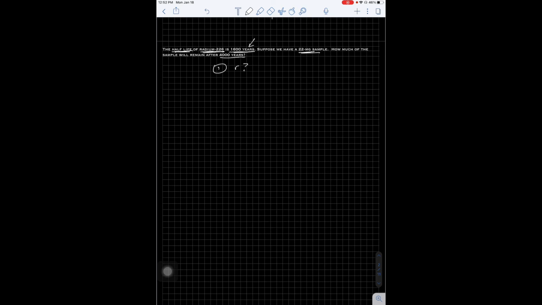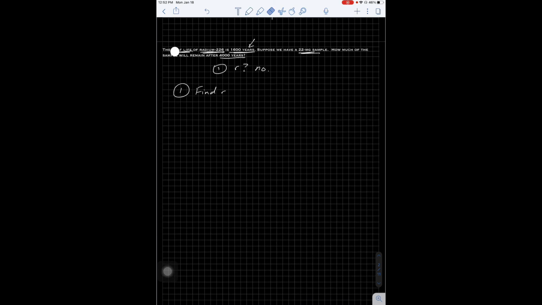Again, not a rate. So I don't have R. So the first thing that I need to do is find R. And just like I use the population doubling sentence to find R, in this situation, I use the amount cutting in half sentence to find R. So the half-life is 1,600 years.